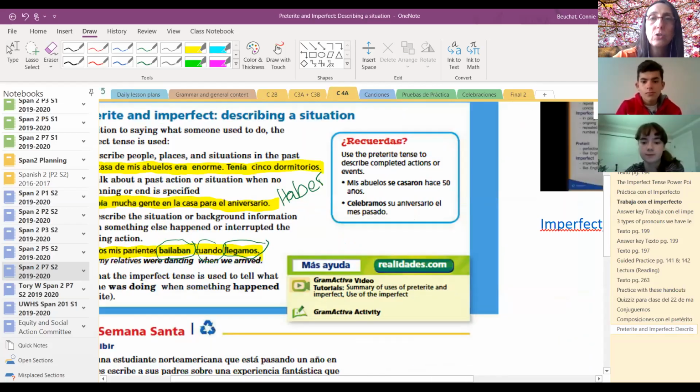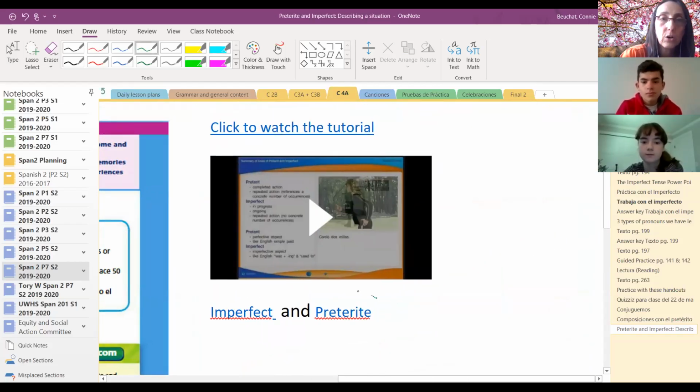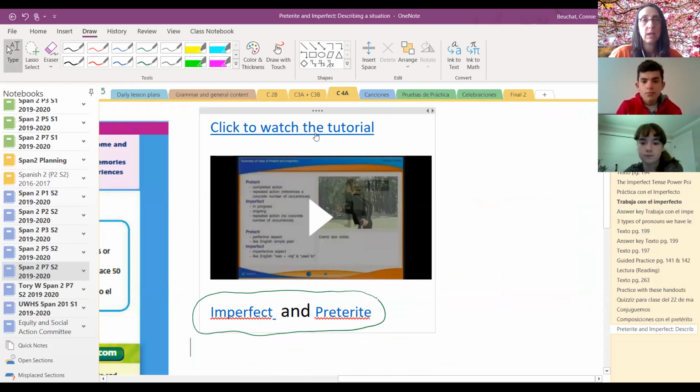So I'm going to play the tutorial. By the way, I also have the link for imperfect and preterite right here because we're going to work on an activity later, and so you have it handy there. Let me play the tutorial and share this page here.